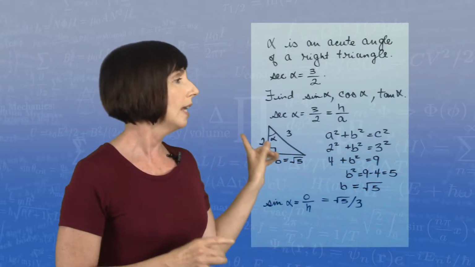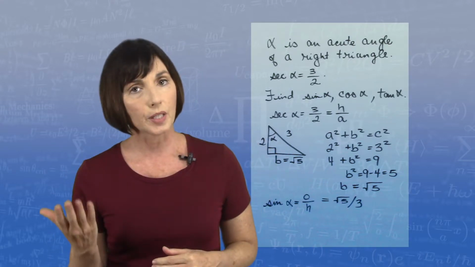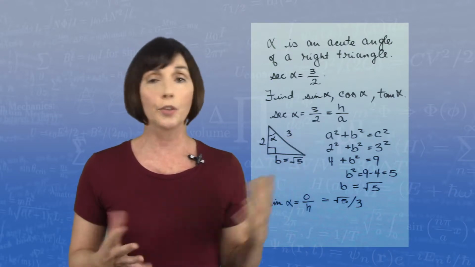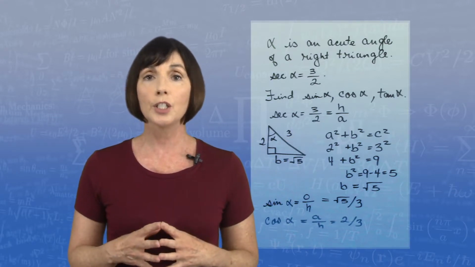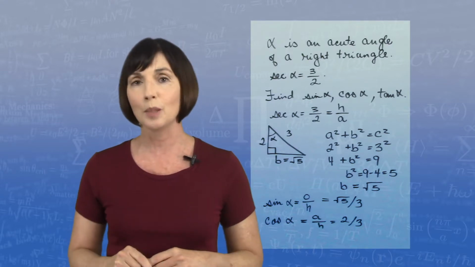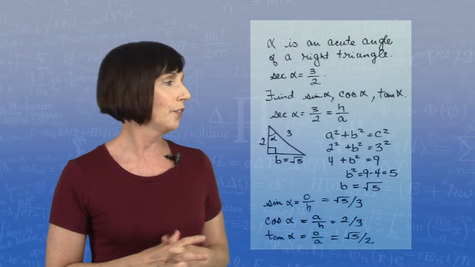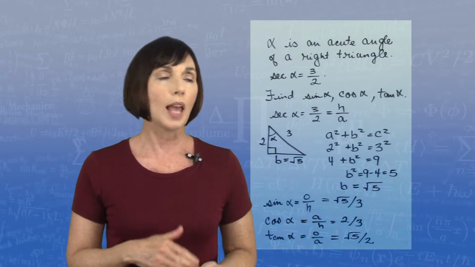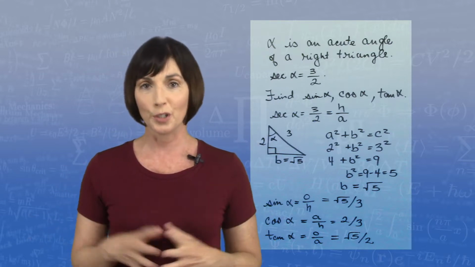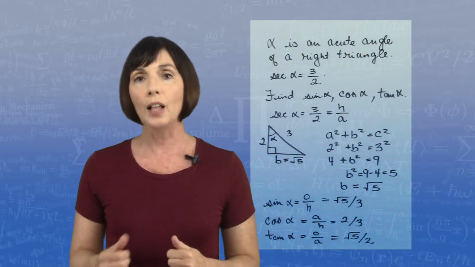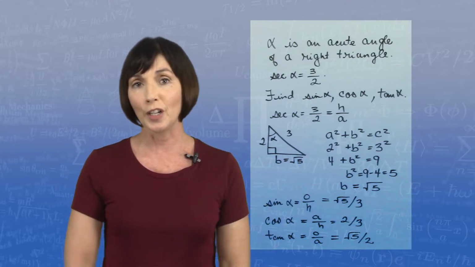So the sine of alpha is equal to the length of the side opposite divided by the length of the hypotenuse. So that is the square root of 5 over 3. The cosine of alpha is 2 over 3. And you'll notice that's the reciprocal of the secant we were given at the beginning. And the tangent of alpha is equal to the length of the side opposite divided by the length of the side adjacent. So that is the square root of 5 over 2. So just by knowing the secant of alpha, we were able to find the values of all three of these trigonometric functions. Let's take a look at another example.